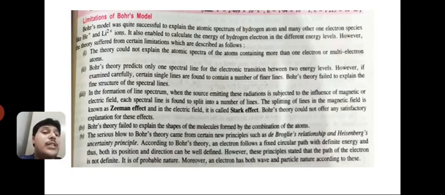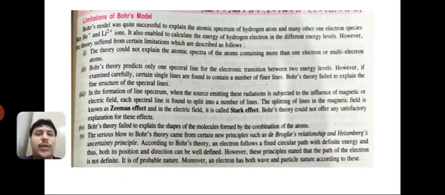So students, these are one kind of definition-type topic. Bohr's theory could not offer any satisfactory explanation for these effects. Similarly, here five drawbacks or limitations are given. Students, this also makes theoretical data for you. A theoretical type question is also possible: write one or two limitations of Bohr's model. So you can write any point from here. Okay, let us discuss the fourth and fifth points.